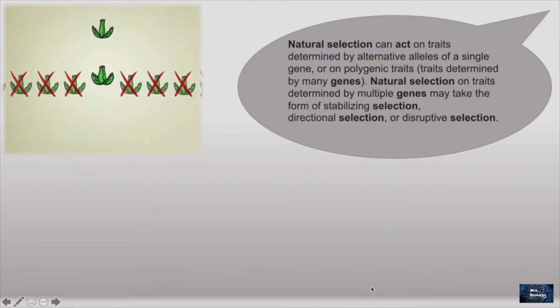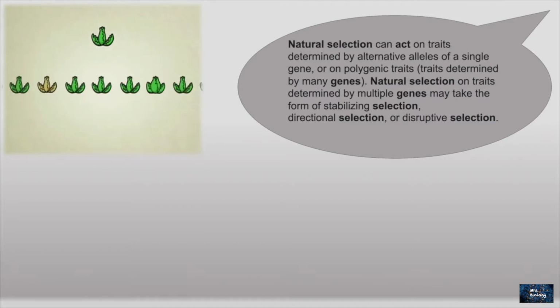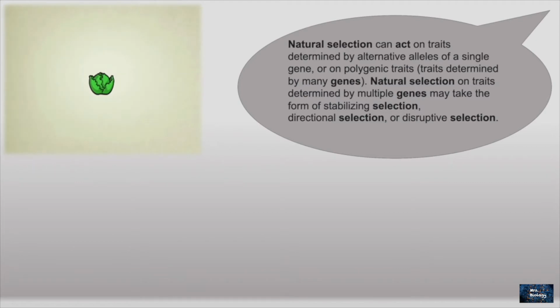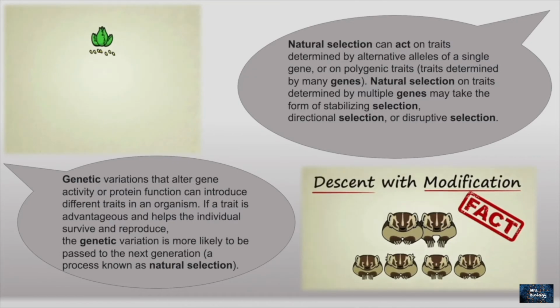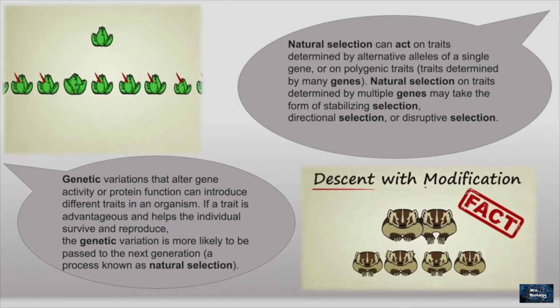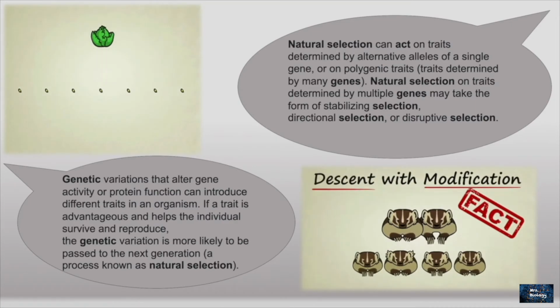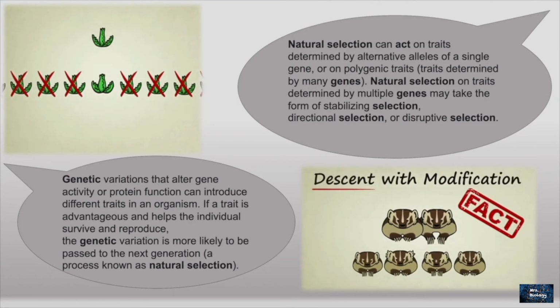So, we understood that natural selection can act on traits determined by alternative alleles of a single gene or on polygenic traits, which may lead to different types of natural selection, like stabilizing, directional, and disruptive. Again, genetic variations that alter gene activity or protein functions can introduce different traits in an organism. If this trait is advantageous and helps the individual to survive, it will be passed to the next generation.